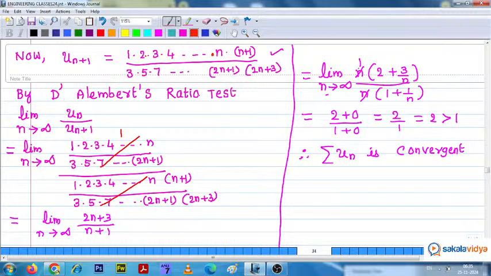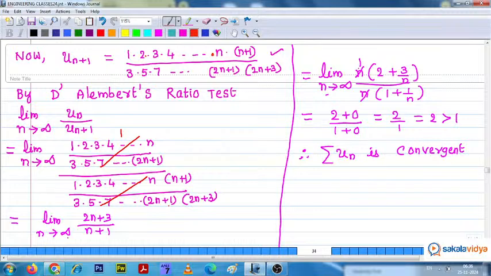By D'Alembert's ratio test, limit n tends to infinity un by un plus 1. Limit n tends to infinity of un, which is 1 into 2 into 3 into 4 and so on n by 3 into 5 into 7 and so on 2n plus 1, divided by the n plus 1th term, that is n plus 1 by 3 into 5 into 7 and so on 2n plus 1 followed by 2n plus 3. Now this gets cancelled, we have 1 by n plus 1 by 2n plus 3.